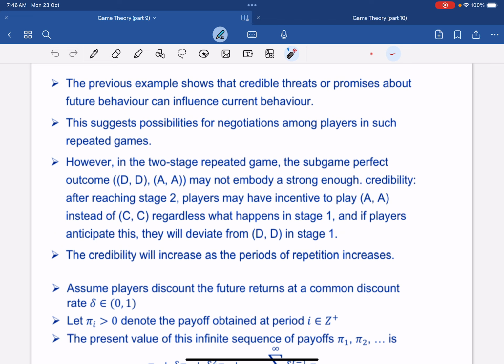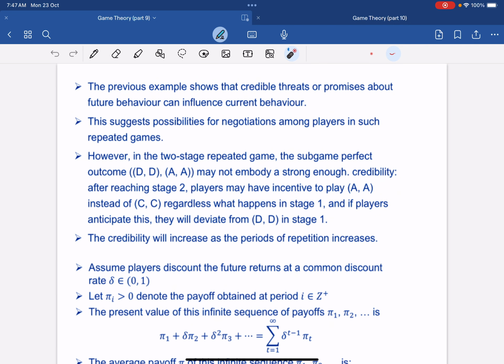However, in the two-stage game, the subgame perfect equilibrium outcome, DD-AA, may not be strong enough in credibility. So you see, after reaching stage 2, players may have an incentive to play AA instead of CC, regardless of what happened in stage 1. And if the players anticipate this, then they can deviate from DD in stage 1. But as the periods of repetition increase, meaning you keep repeating the game, then the credibility will increase.